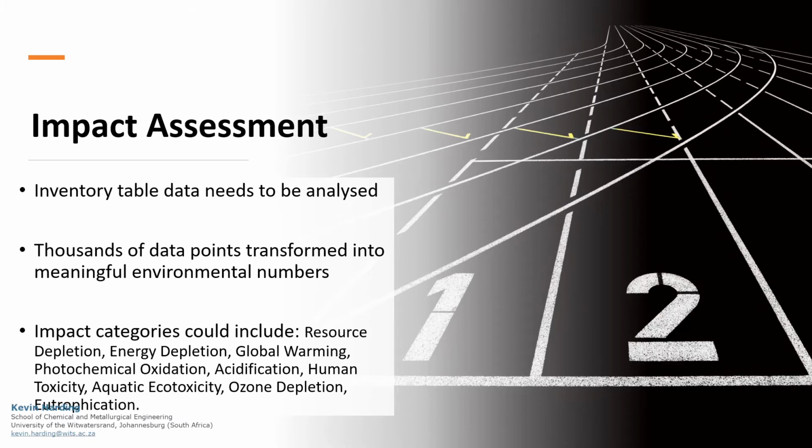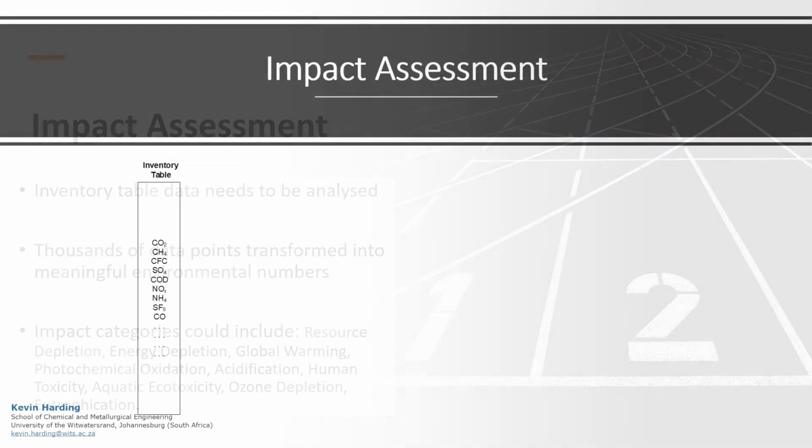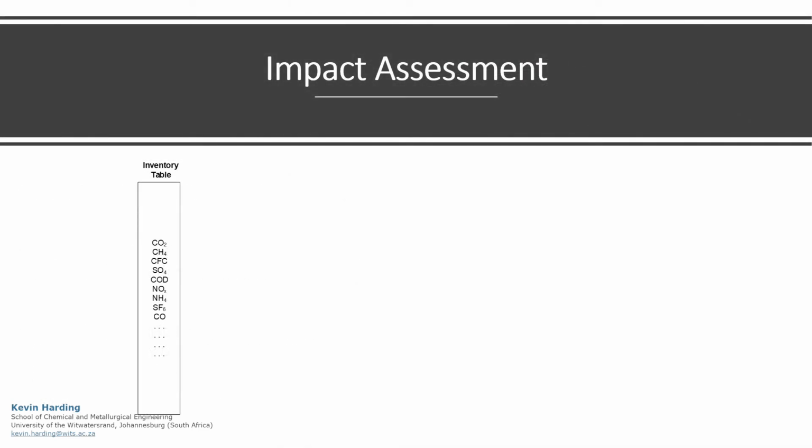From the inventory table, the impact assessment converts thousands of mass values into meaningful numbers on environmental impacts. The categories of interest could include, amongst others, global warming, acidification, toxicities, ozone depletion, and eutrophication. Graphically, we can present this in a simplified manner.